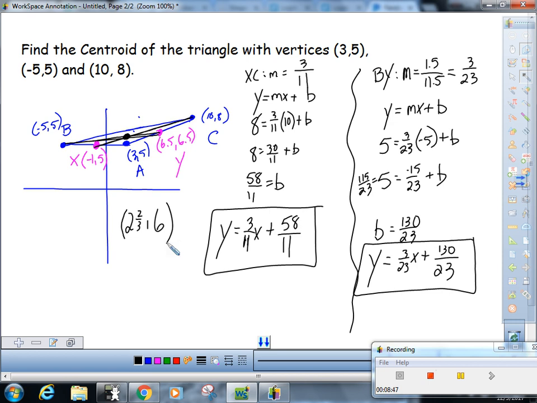Then you'd have to set 3/11 x plus 58/11 equals 3/23 x plus 130 23rds. You got to solve it, and the answer will be 2 2/3. Then you got to plug that back in for y and do it right, which is why we tell you to get a graphing calculator when you come to Sycamore High School. Okay? But it's okay. You could totally do it without one. It's just going to take you a little longer.